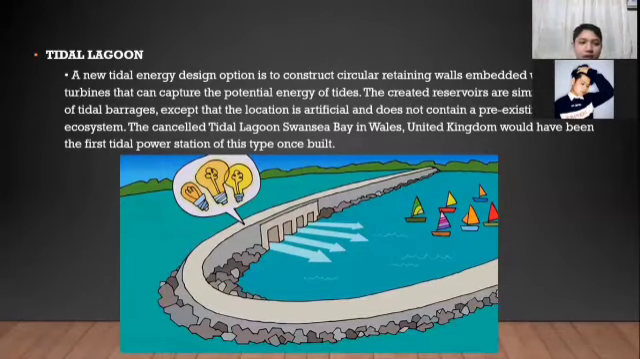Tidal lagoon. A new tidal energy design option is to construct circular retaining walls embedded with turbines that can capture the potential energy of tides. The created reservoirs are similar to those of tidal barrage, except that the location is artificial and does not contain a pre-existing ecosystem. The cancelled tidal lagoon, Swansea Bay in Wales, United Kingdom, would have been the first tidal power station of this type once built.